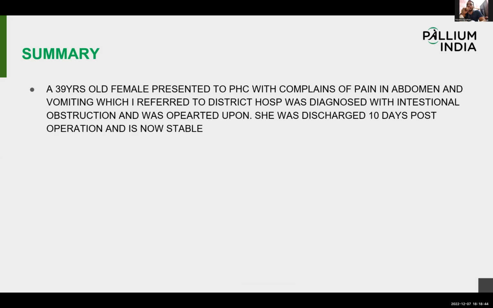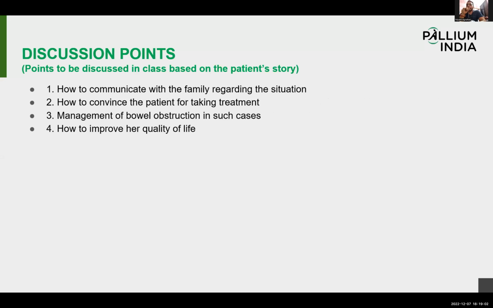Summary: a 39-year-old female presented to PHC with complaint of pain in abdomen and vomiting, for which I referred her to the district hospital, and there she was diagnosed with obstruction and was operated upon. She was discharged 10 days post-operation and is now stable. Discussion points: first, how to communicate with the family regarding the situation. Second, how to convince the patient for taking treatment. Third, management of bowel obstruction in such cases. And fourth, how to improve her quality of life.